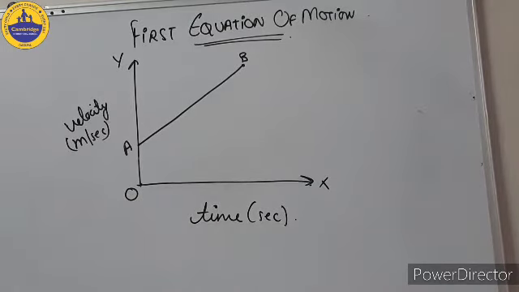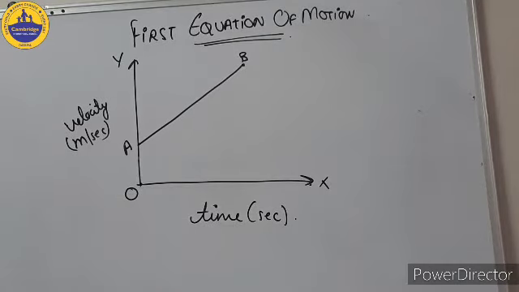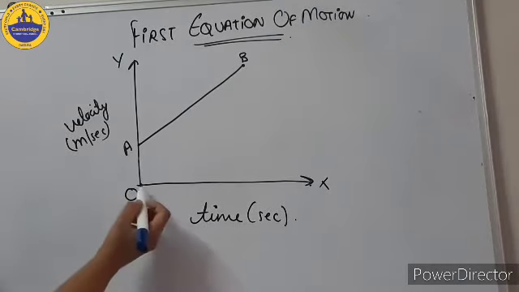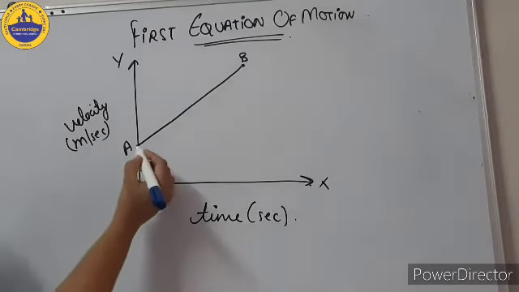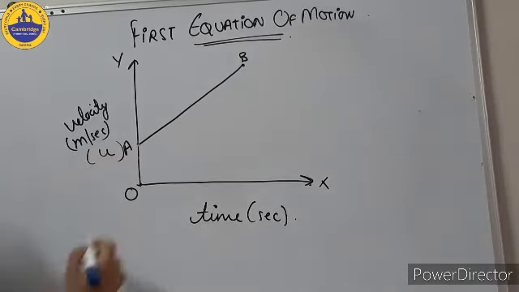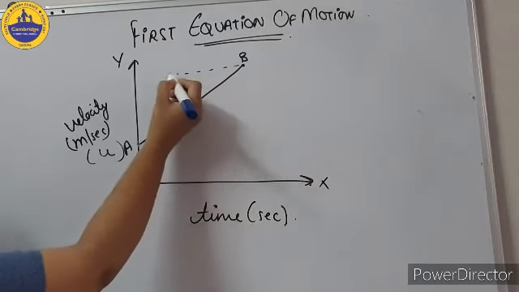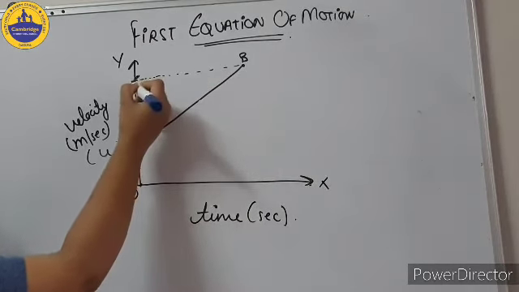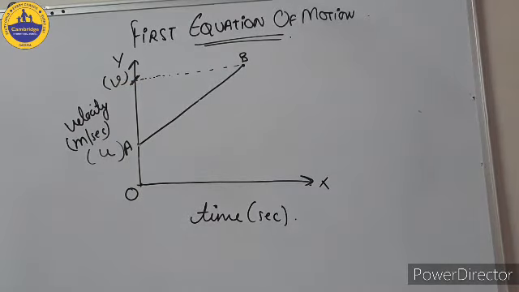But this is an equation. Equation means we can have a number of values. So it is not always that initial will be 0. It may change. So we take a point other than 0, that is point A. Because it is the starting point, here the velocity will be u. This is the ending point. We draw a perpendicular from here onto the y-axis, and this will be the final velocity, so we write it with v.